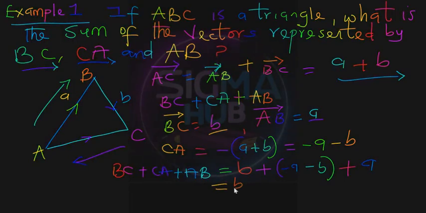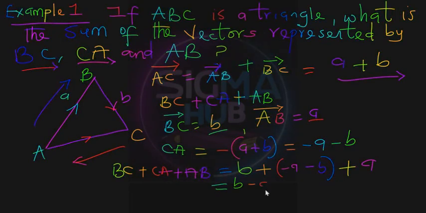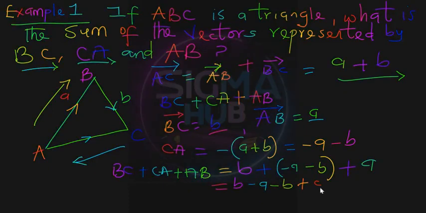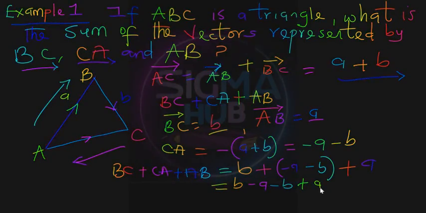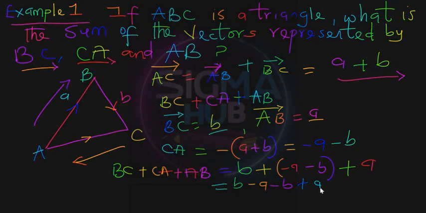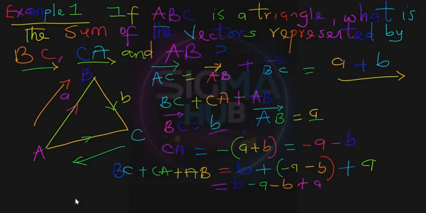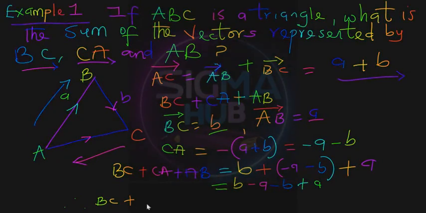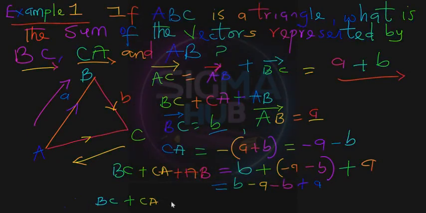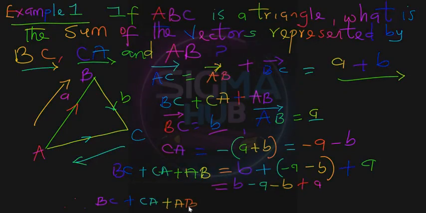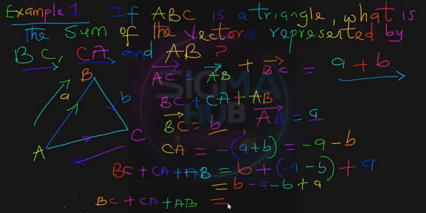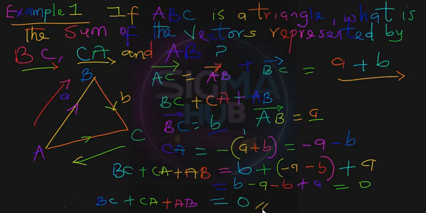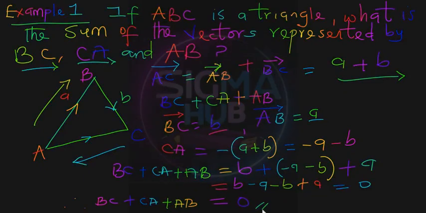So we have b minus a, minus b again, then plus a. So we have b minus b is 0. Then we also have minus a plus a is also 0. Therefore, the result BC plus CA plus AB, that is the sum of these three, equals 0, which is the correct and perfect answer.